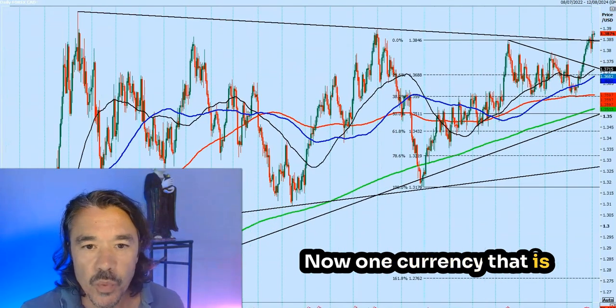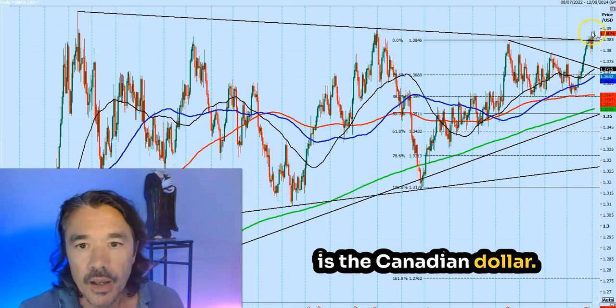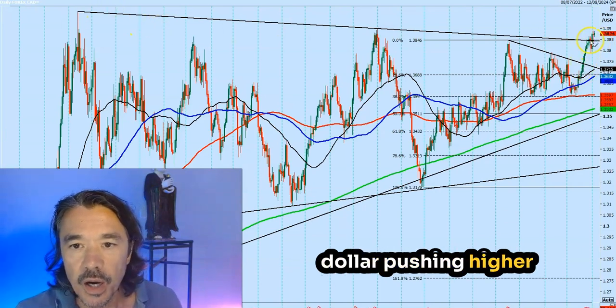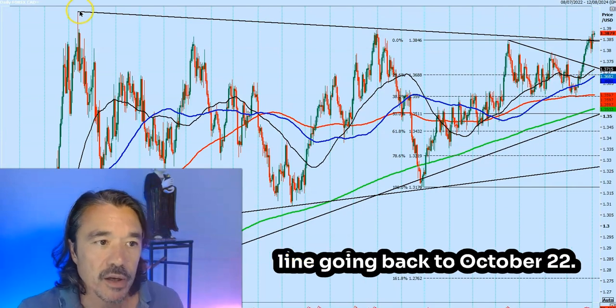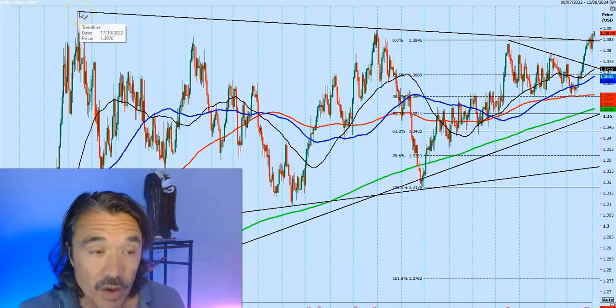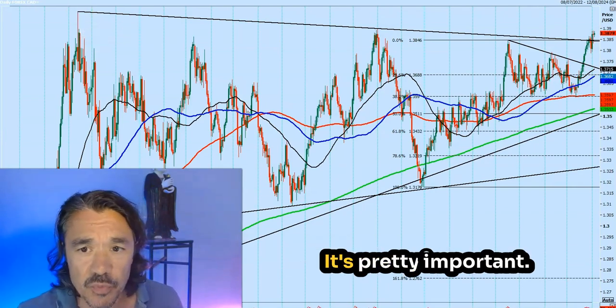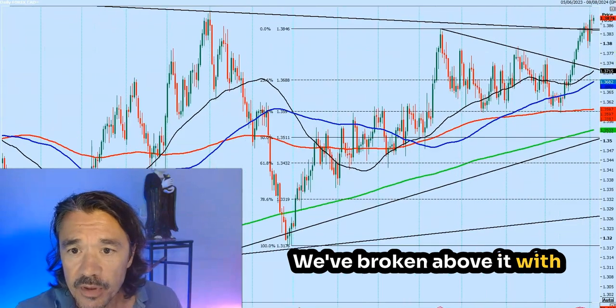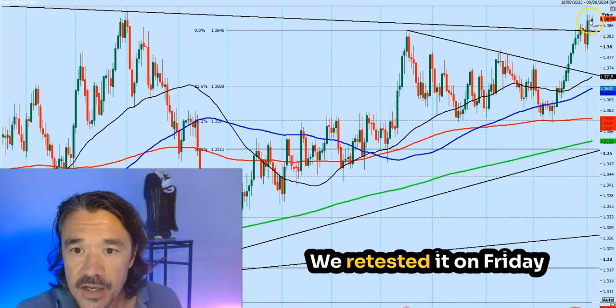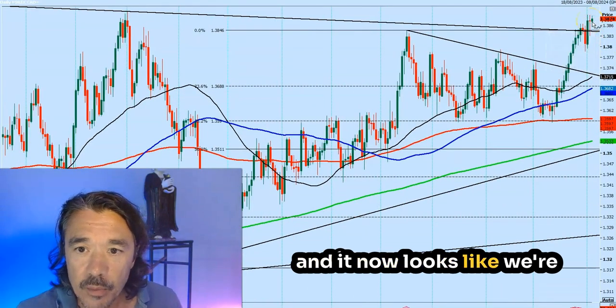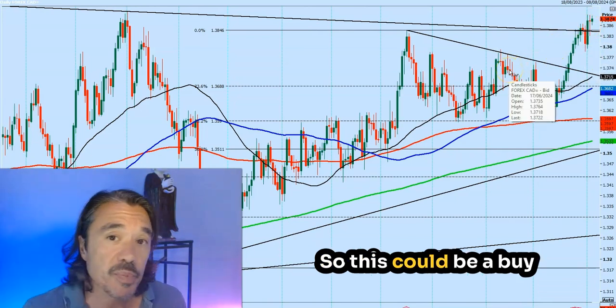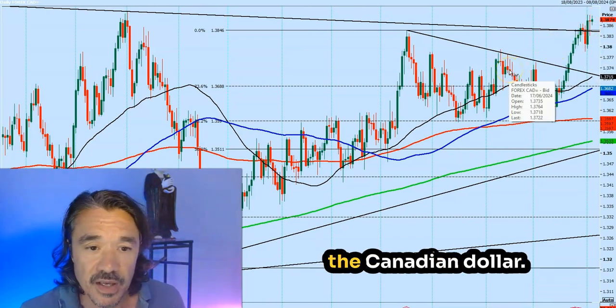Now, one currency that is weaker than the US dollar is the Canadian dollar. So we've got the US dollar pushing higher against the Canadian. We've broken above a trend line going back to October 22. So that's getting on for 2 years, that trend line. It's pretty important. We've broken above it with a very strong green candle. We retested it on Friday, and it now looks like we're holding above the trend line. So this could be a buy signal for the US versus the Canadian dollar.